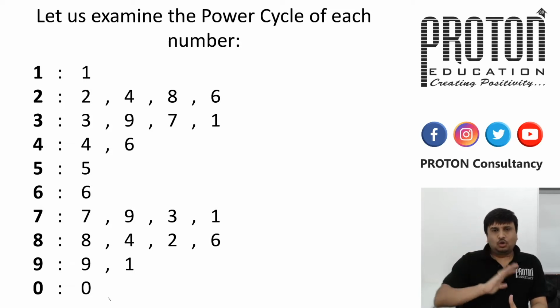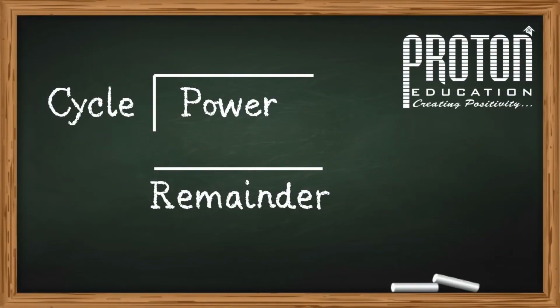Supposing we have the number 2 raised to 99. So 99 is the power. Cyclicity for 2 is of 4 digits, that is 2, 4, 8, 6. Let's see how we will use it for this number. Divide the power by the cycle, and we will check the remainder. In the case of 2 raised to 99, 99 was my power. Cyclicity for 2 is of 4 digits. So 99 divided by 4, my remainder will be 3. From the remainder, we will get the unit digit of our answer. Let's see how.